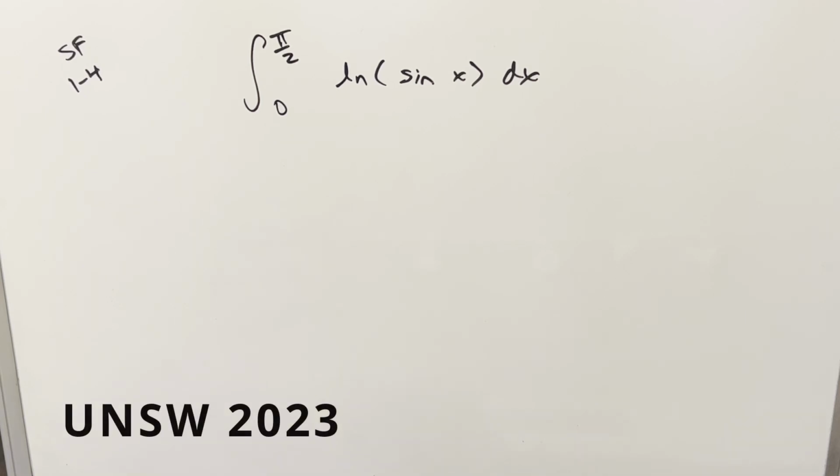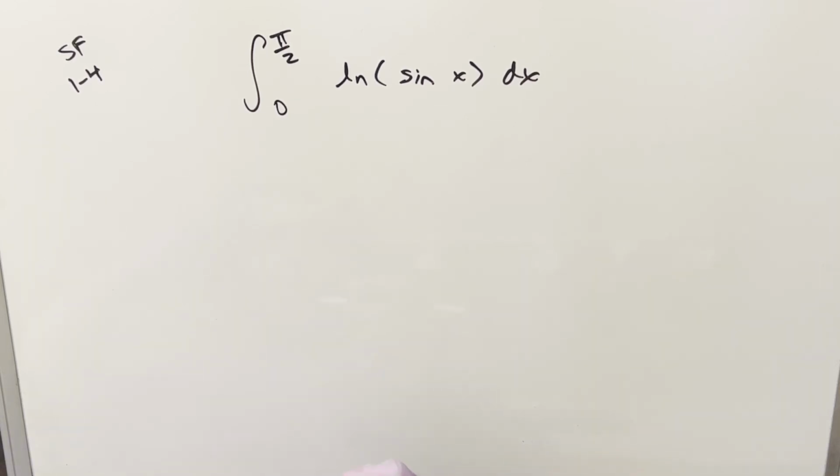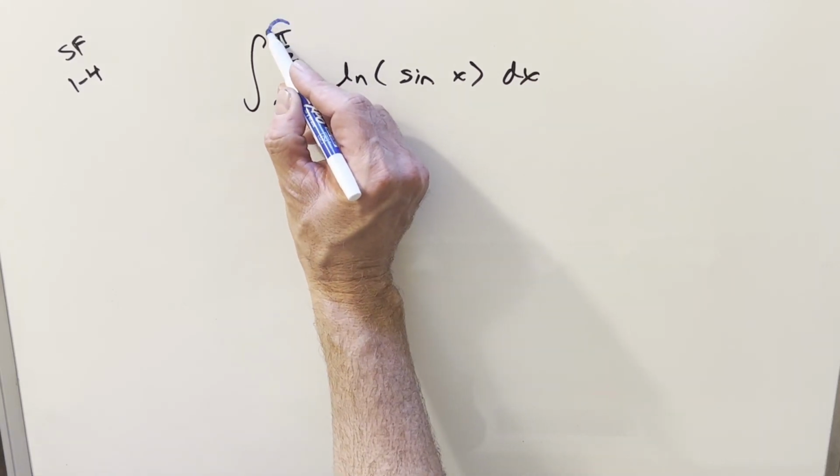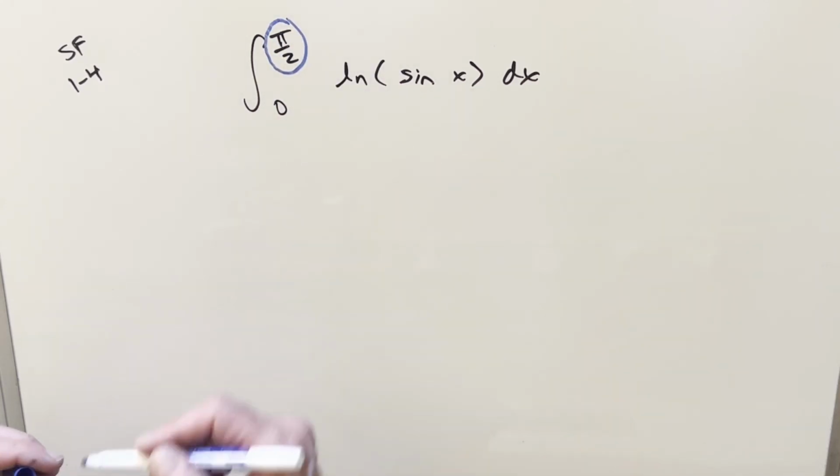Okay, we have here today a really interesting problem from the UNSW Integration Bee 2023 Semifinals Round 1 Problem 4. We have the integral from 0 to pi over 2 of natural log of sine x dx. We're going to do some familiar things, but there's quite a few twists to this.